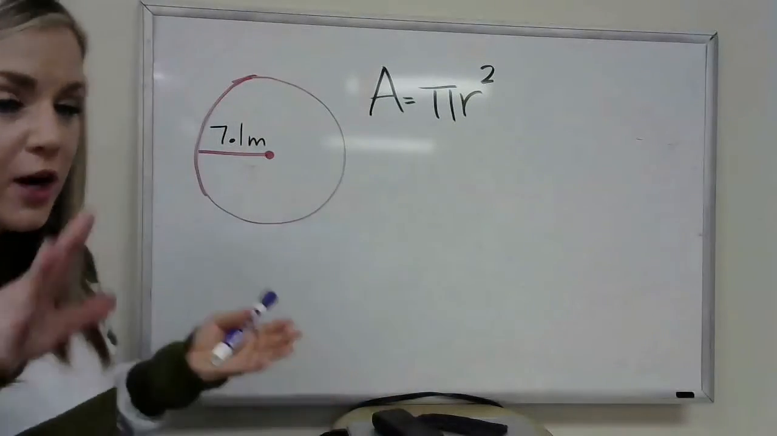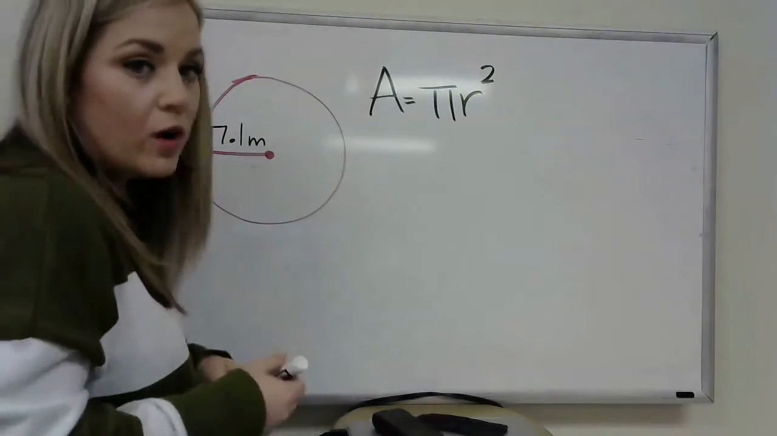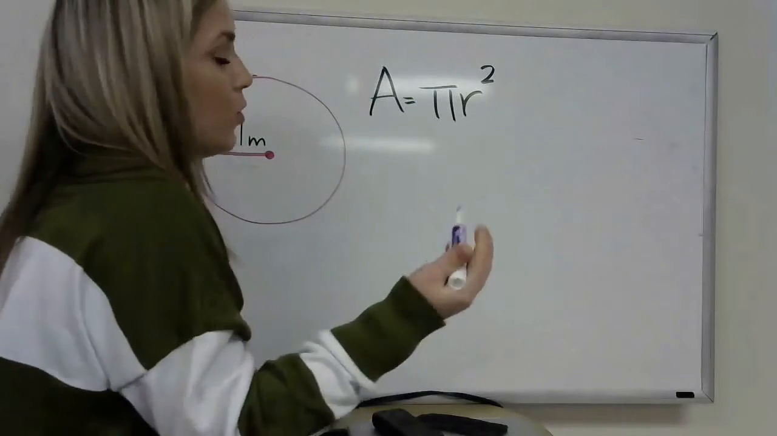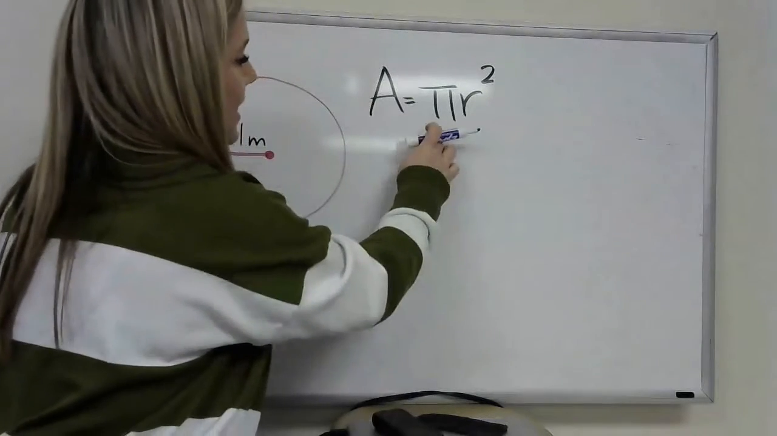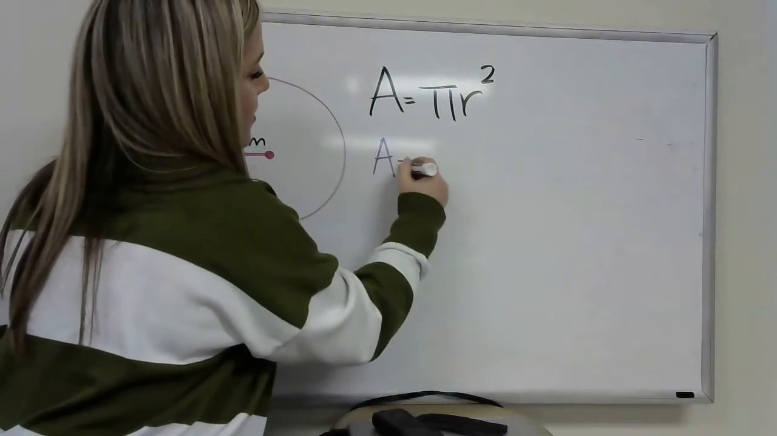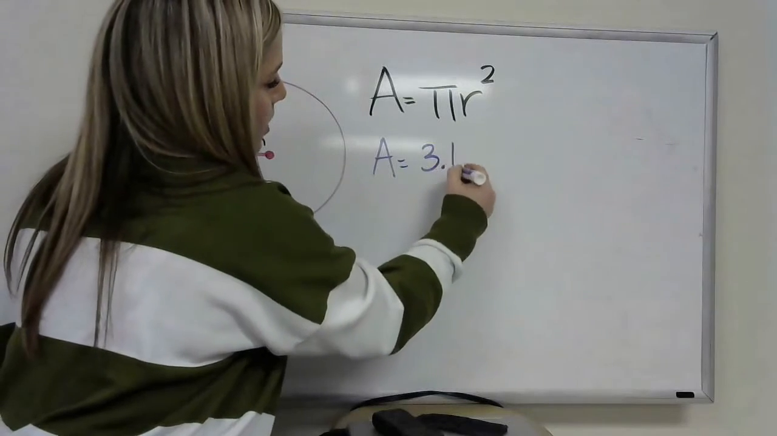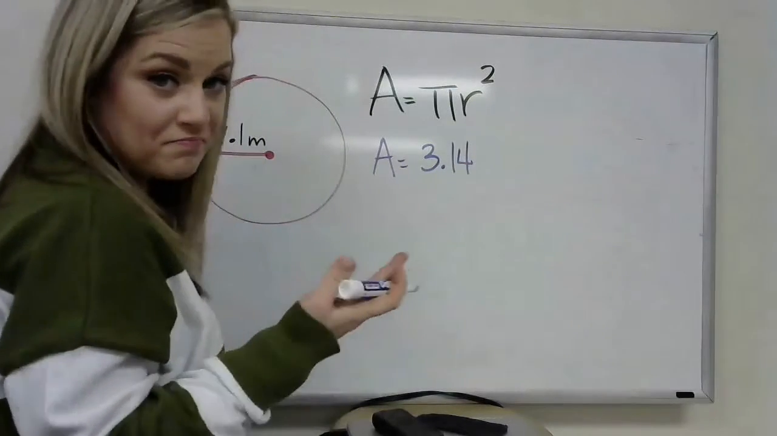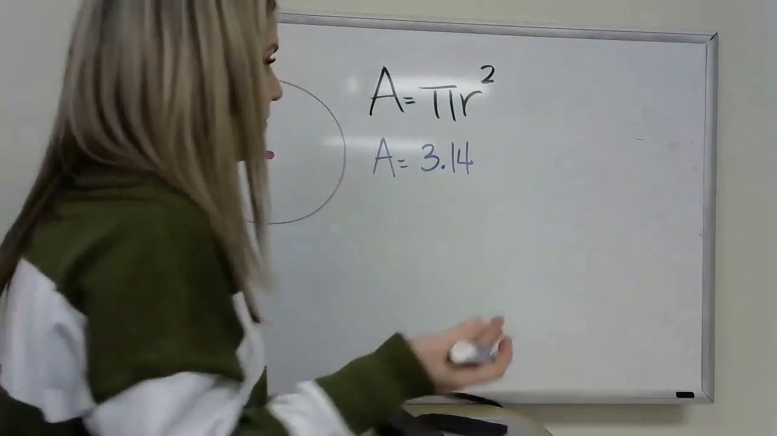Okay, so you need to know what the A stands for, area. That's what we're looking for most of the time. Pi is 3.14, right? Or 22 over 7, whatever you want.